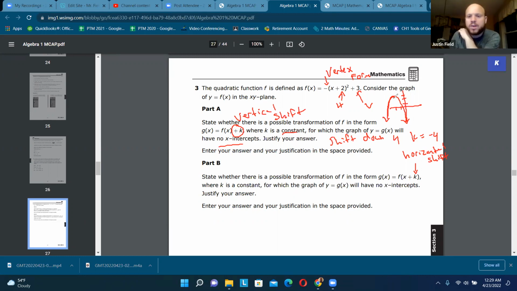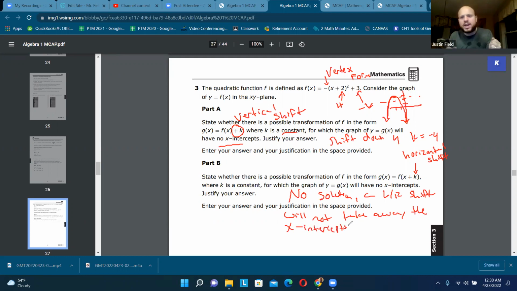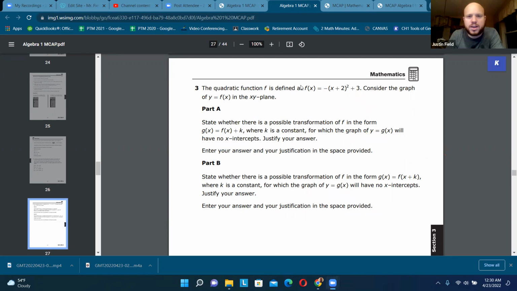And then how about if we shift it to the right or to the left? Could we make it not have x-intercepts? The answer is no solution. Left-right shift will not take away the x-intercepts. All right, so be confident in your knowledge and use everything you know to get these answers here.